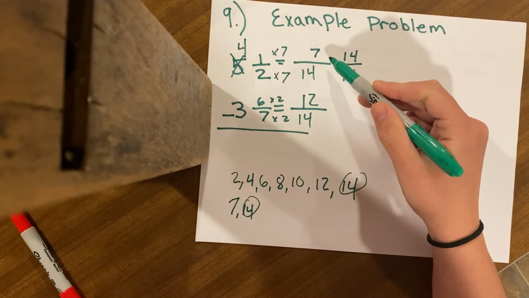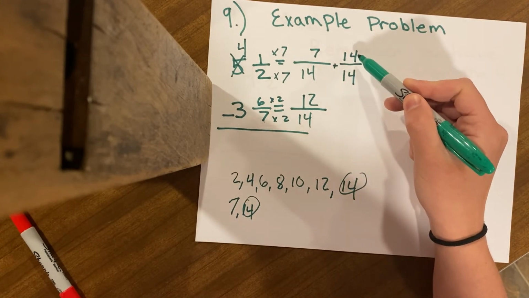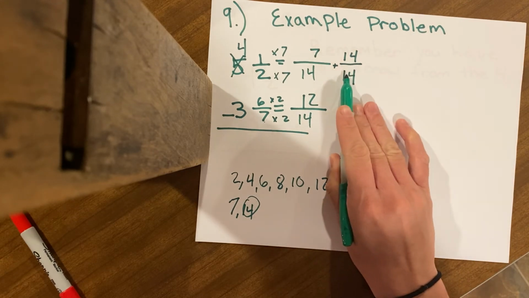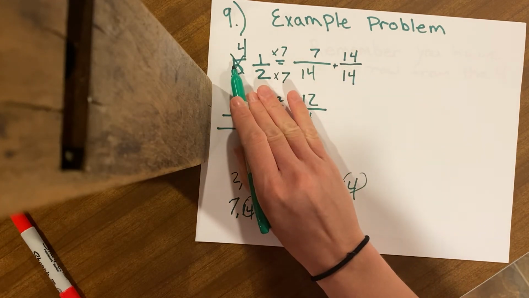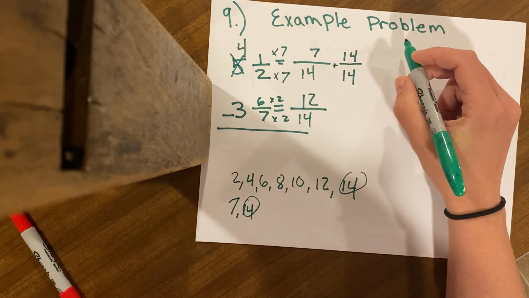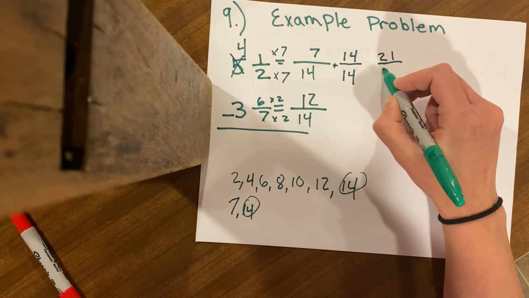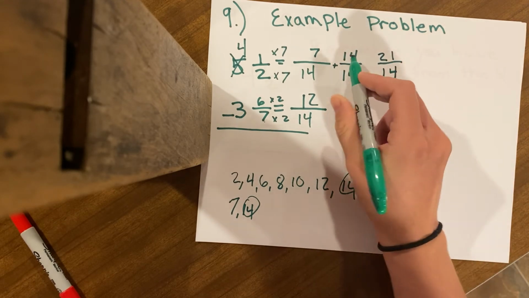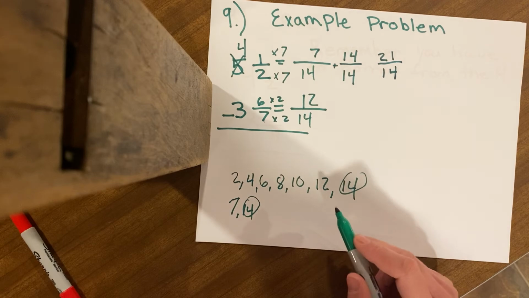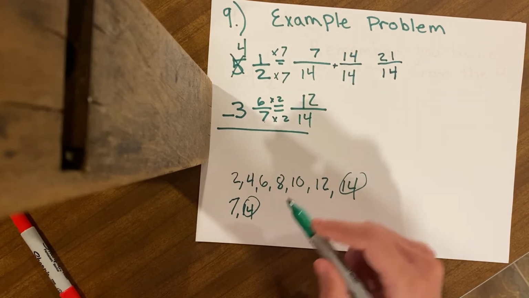So now we take our 7/14 plus our 14/14, which is our whole that we took from over here. We borrowed, okay? That's going to give us 21 over 14. We added 14 plus 7 and kept our denominators the same.